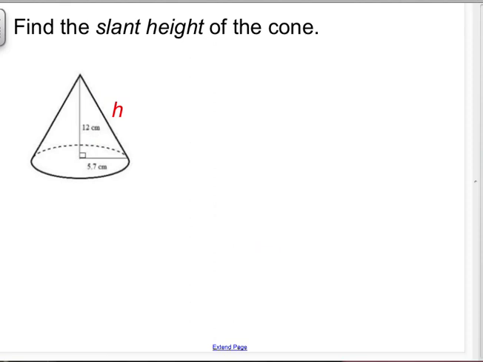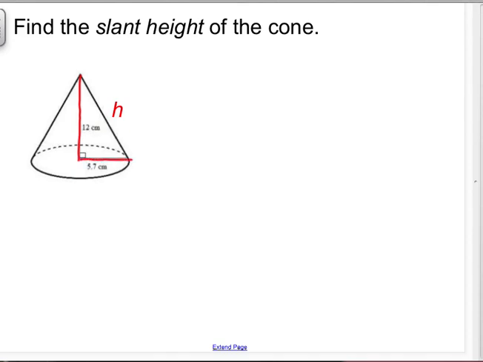Let's look at this guy. Okay, you heard me earlier talk about slant height, and it comes up again in this problem. It says find the slant height of the cone. All right, well, slant height just means the height or the length of the part of the three-dimensional figure that is slanted. So in this case, they tell us the height of the cone, from the vertex down to the center of the base, is 12. And then we know that from the center of the base out to the edge of the cone is 5.7.